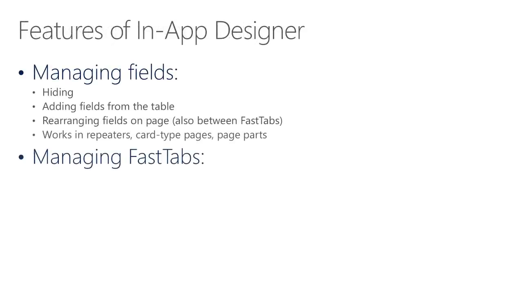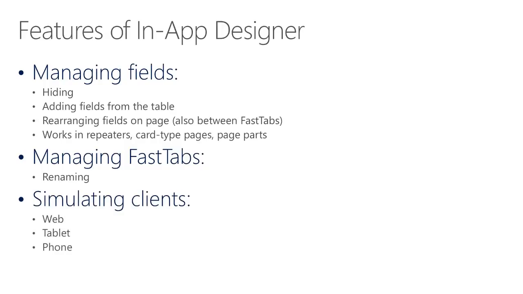And the features of this in-app designer is you can manage fields, which means you can hide fields, you can add fields from the table, you can rearrange fields on the page, also between fast tabs, and it works in repeaters and card type pages, etc. You can manage fast tabs themselves, like renaming them. So let's say you don't like the name general on the card pages, you can go in and change that name to something else. And what is really cool is it simulates different clients. So you can look at it as though you're in the web client. You can also click on the button to emulate the tablet client or the phone client, and the designer itself works within those experiences. And so I'll show you when we go take a look at that.